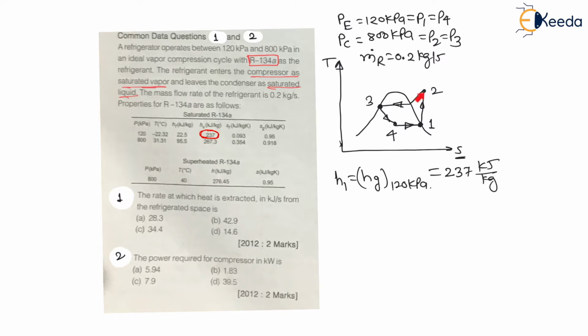Then my dear students, our target is to find H2, H3 and H4. Now look at the 800 kilopascal. Here HF, Hg values are given, SF, Sg values are given. But at 800 kilopascal, that is P2 and P3, point 2 is in superheated state. Therefore for point 2 we have to see the superheated table, and here the superheated steam table is also given. Now at pressure 800 kilopascal, temperature 40 degrees Celsius, the enthalpy is 276.45. Now my dear students, this enthalpy value is H2 value because only point 2 is in superheated state.